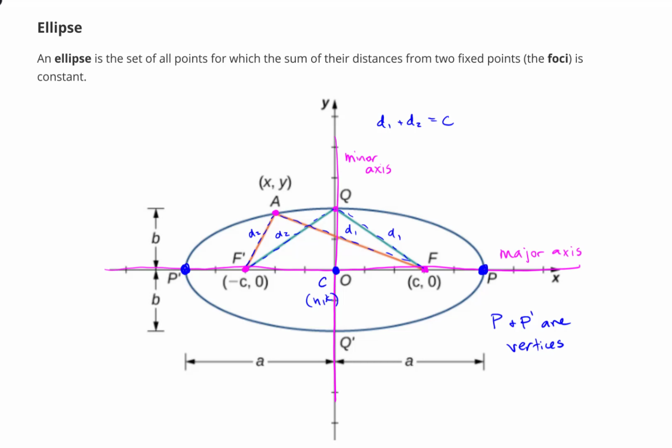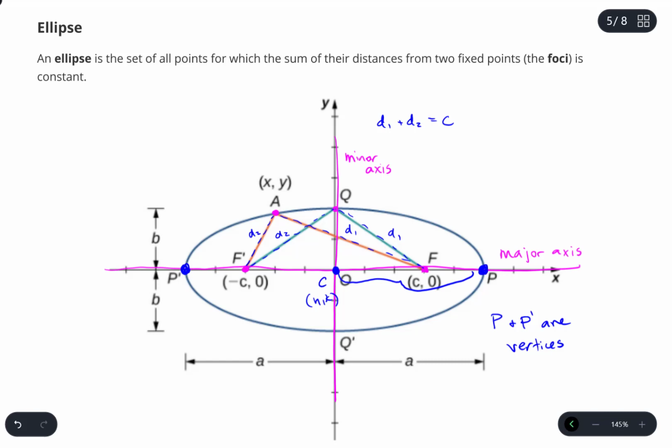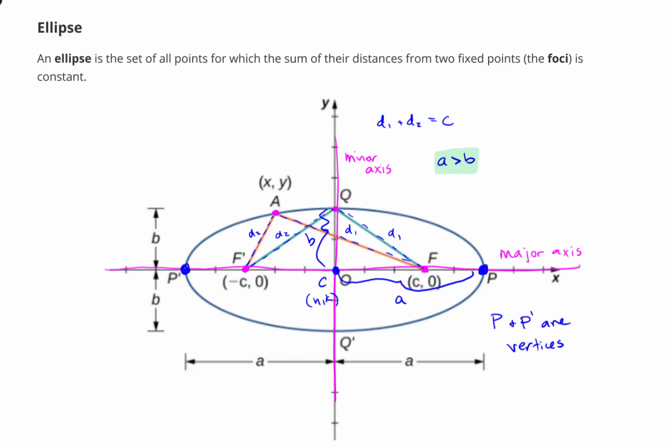And one thing that is important about that is the distance from the center of the ellipse to the vertex on the major axis is called a distance A. And the distance from the center to the other point along the minor axis is called a distance B. And in an ellipse, it is always true that A is greater than B. That's something that we use in developing a formula for an ellipse. That's a really important concept.